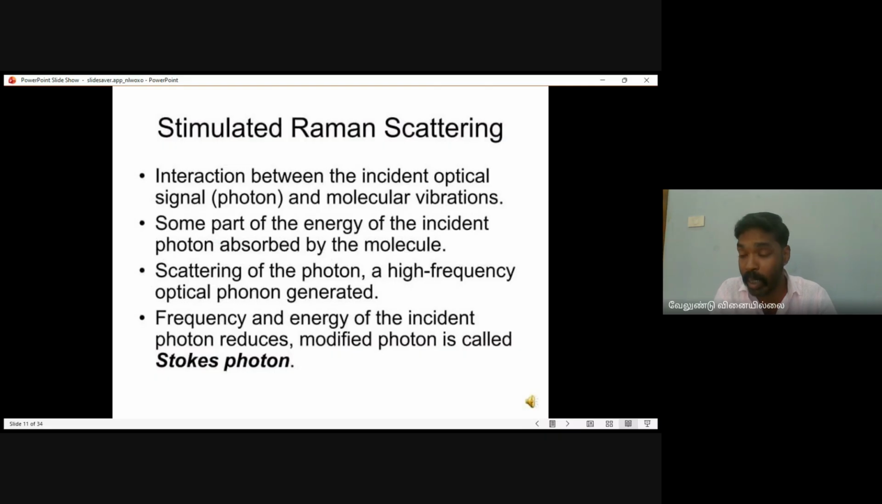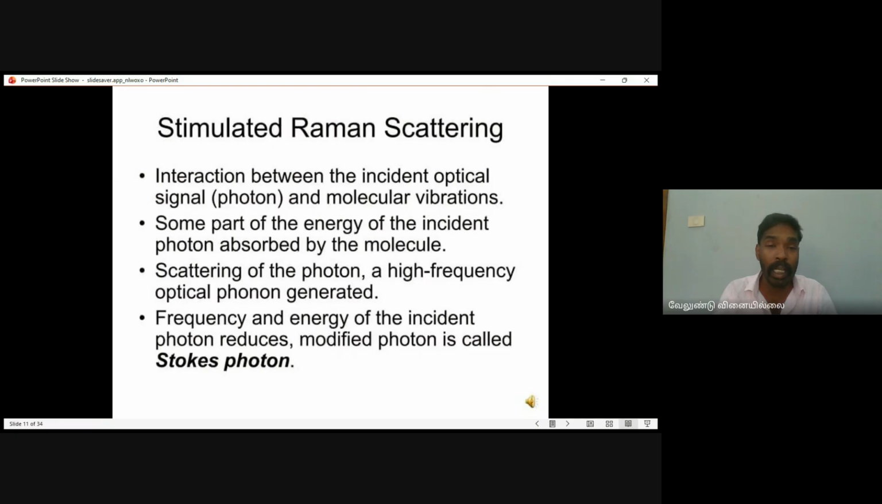So stimulated Raman scattering. What is Raman scattering? Here you can see the interaction between the incident optical signal, that is called photon, and the molecular vibrations. Here, in the scattering of the photon, a high frequency optical phonon is generated. The energy of the incident photon reduces, and the modified photon is called the Stokes photon. Here, my light energy is not converted into sound energy. My light energy is converted into light only.